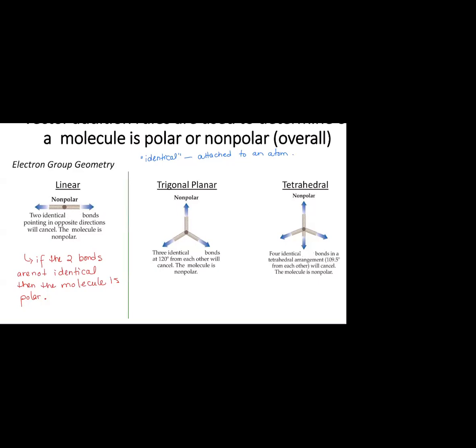What is the case for trigonal planar? In order for something to be trigonal planar and nonpolar, you need three identical bonds. Okay? Similar to what I wrote for the first one. If the three bonds are not identical, then the molecule is polar.